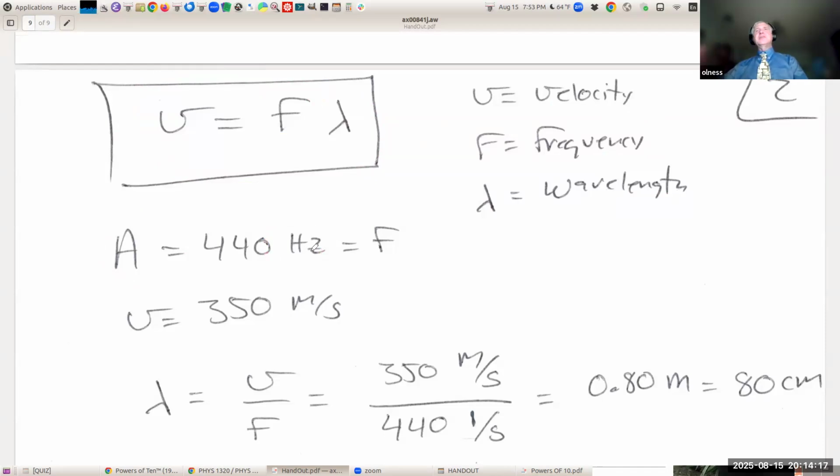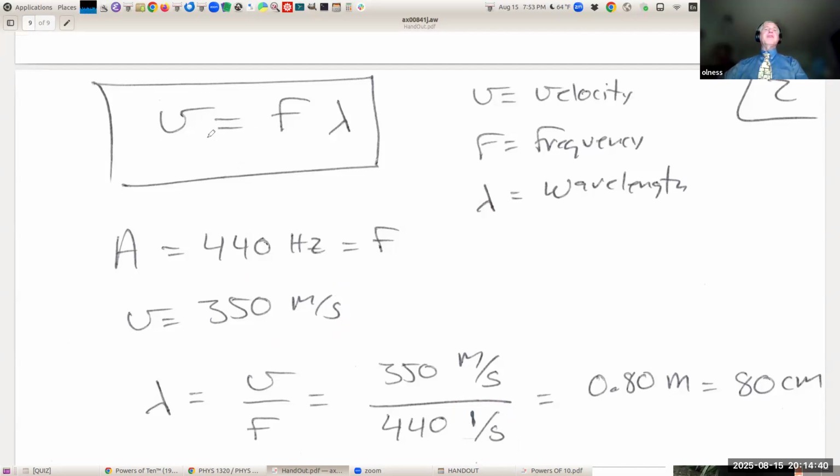Cycles doesn't have a unit. Our three fundamental units are length, time, and mass. So cycles per second: second is a unit, but cycles doesn't have a unit. I'm just going to write that as 1/seconds. And then velocity is 350 meters per second.